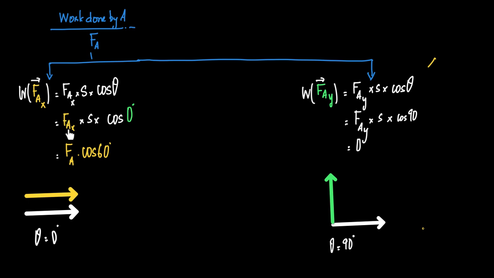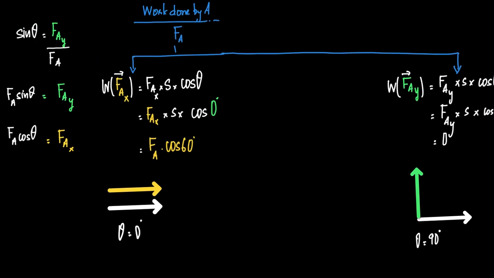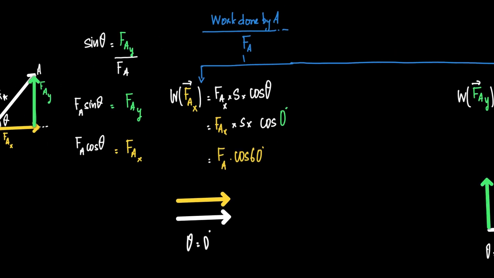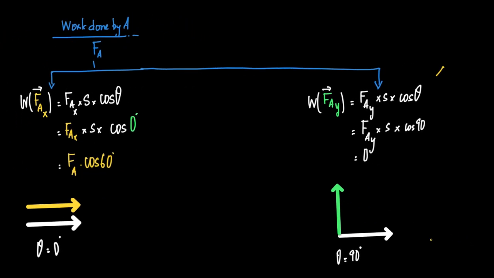But what is Fax? Exactly, we just found Fax to be Fa into cos theta. Therefore, what we get is Fax is equal to Fa into cos 60 into S, something that I was trying to convey. So what is this cos 0? This cos 0 becomes 1, right? Okay. I think now everything ahead would be very easy for you.